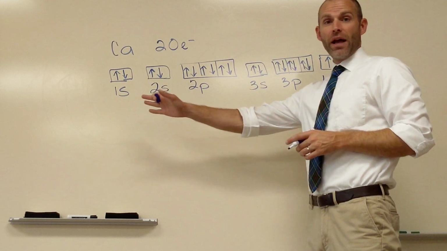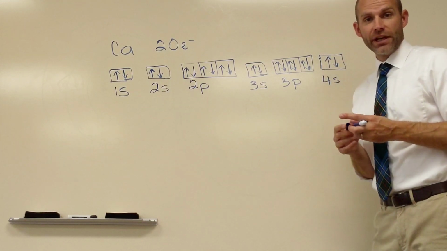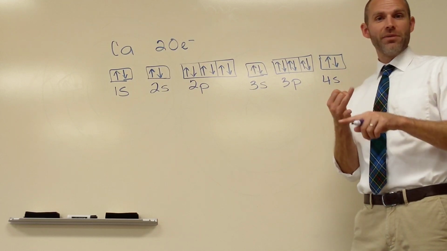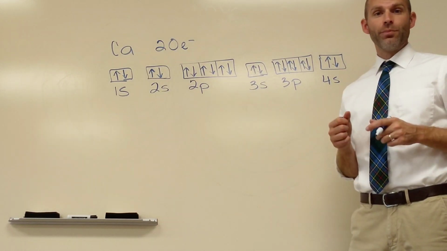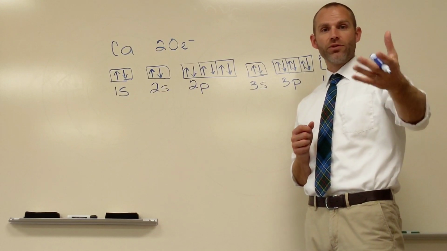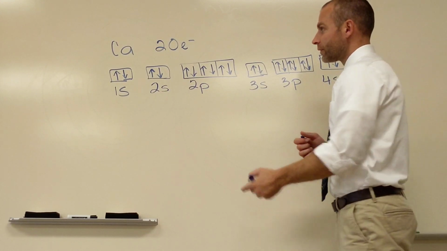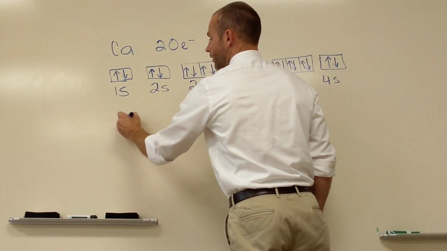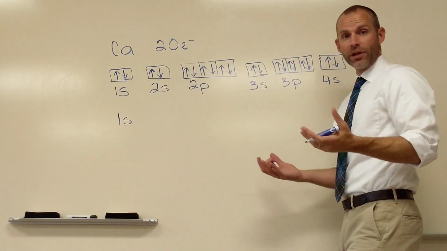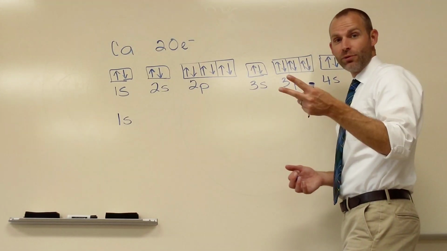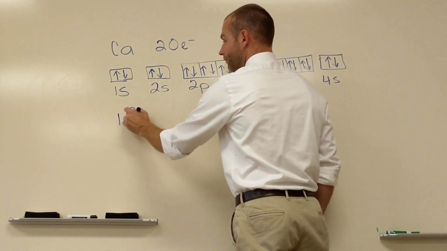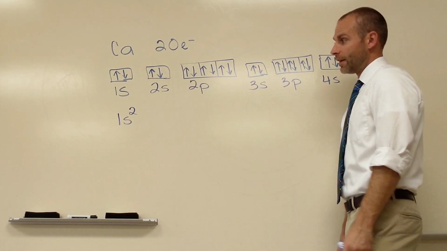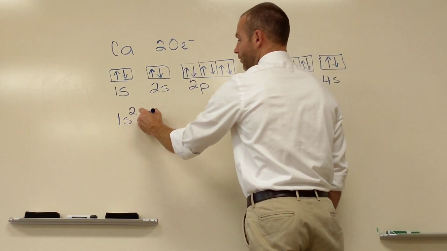The next way to do this is what I'm going to call standard notation. This is going to be pretty easy because we don't have to draw any more boxes or arrows. All you're going to do is simply indicate how many electrons are in that sublevel. For calcium again, we start with the 1s, and how many electrons can go in a 1s? 2 electrons. So I put a 2 as a superscript next to that s.